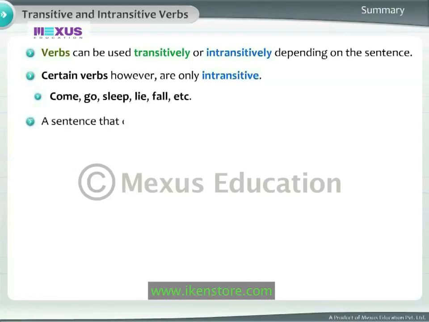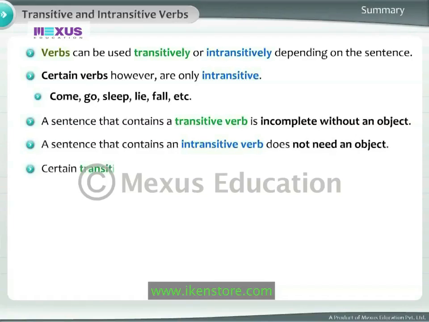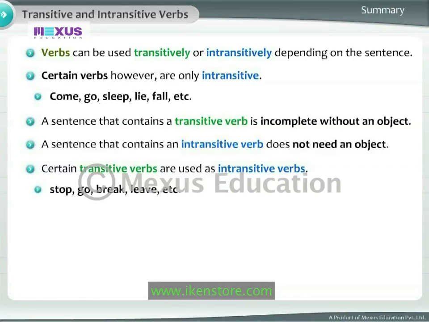A sentence that contains a transitive verb is incomplete without an object. A sentence that contains an intransitive verb does not need an object. Certain transitive verbs are used as intransitive verbs. Stop, go, break, leave, etc.